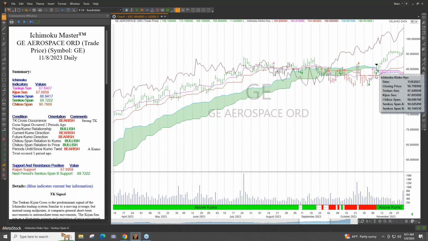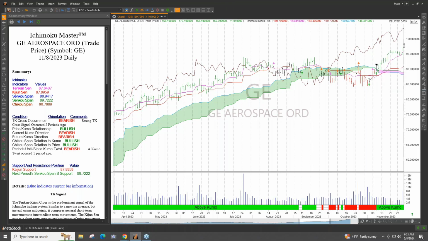So if we're looking at where this cross happens, we'd have a TK cross, which was bearish, and it was actually strong. We'd have a price Kumo relationship, which is bullish because we're above the price. We'd have current Kumo direction and future Kumo direction. And so we have 3 bullish and 4 bearish, right? We don't have the same picture, mostly because we really aren't in that bullish trend.